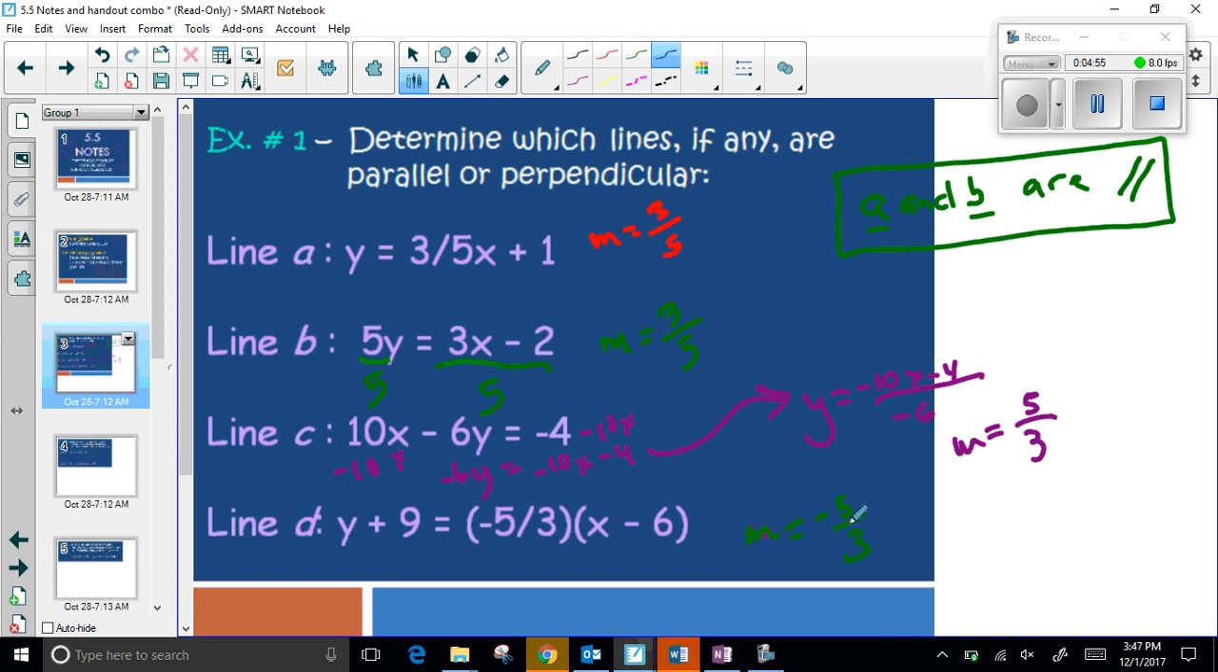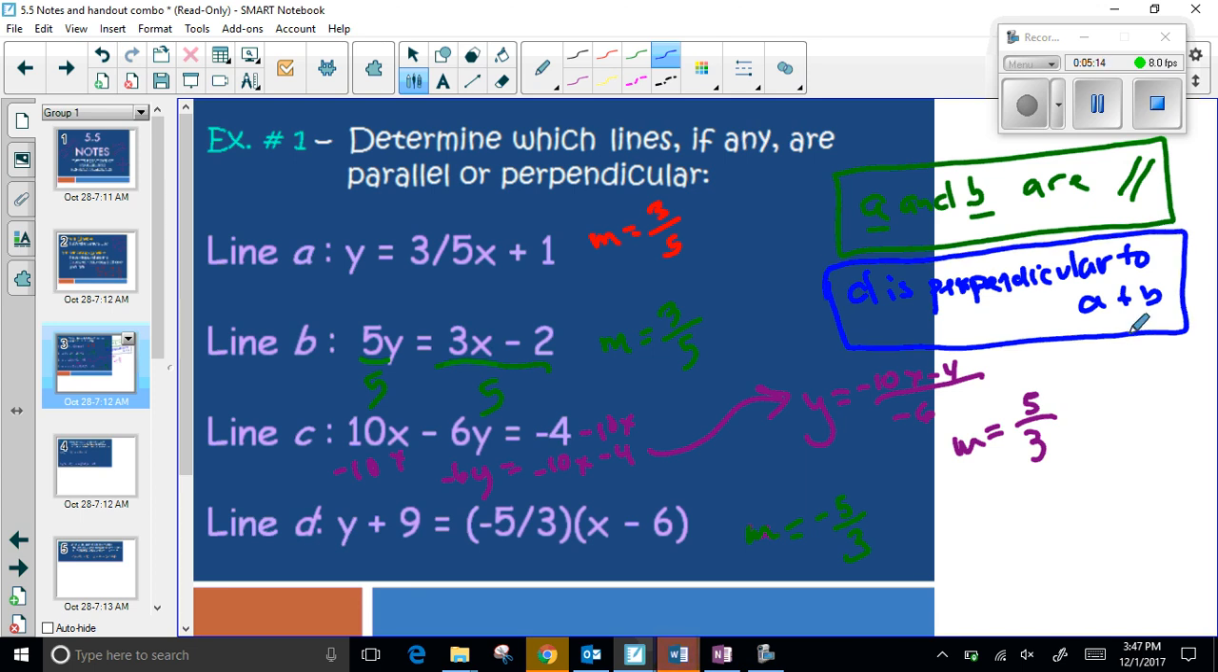So a negative 5/3. So I'm going to say line D is perpendicular. There's a sign for that too, but I'm just going to write perpendicular to lines A and B. Okay, line D is perpendicular to lines A and B. I'm comparing them. I see here that it's flipped, and it's the reciprocal, and it's the opposite because it's flipped and it has the opposite sign. Okay, well, hopefully this is making sense.